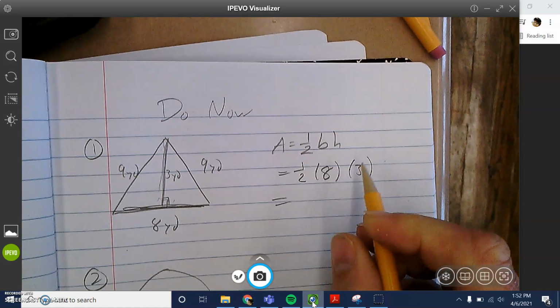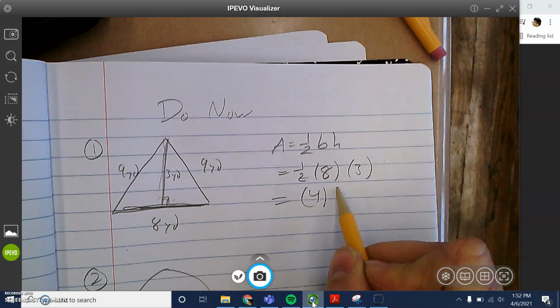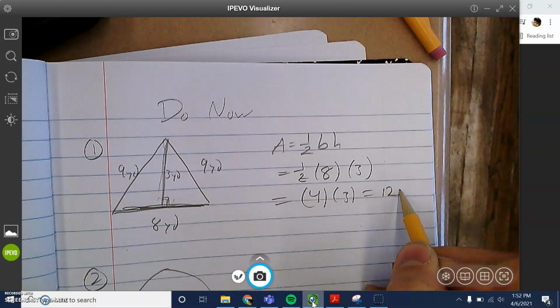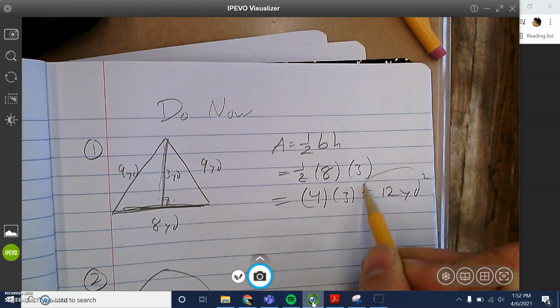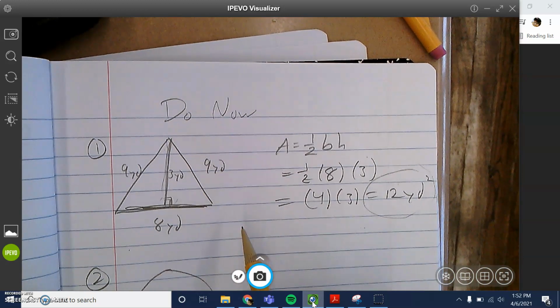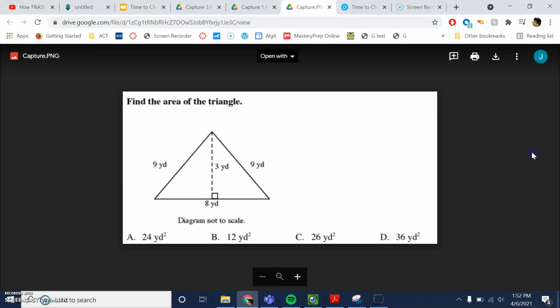Times 3. 1/2 of 8 is 4. 4 times 3 is 12. So this area is yards squared. There we go. So 12 yards squared. Got it. That would be B.